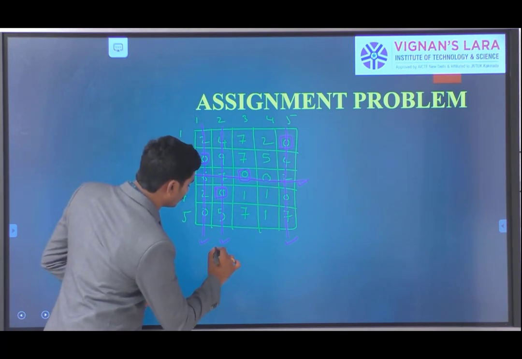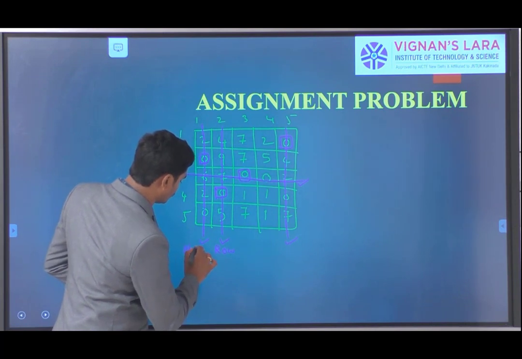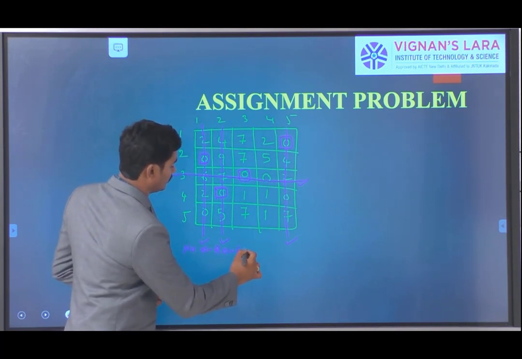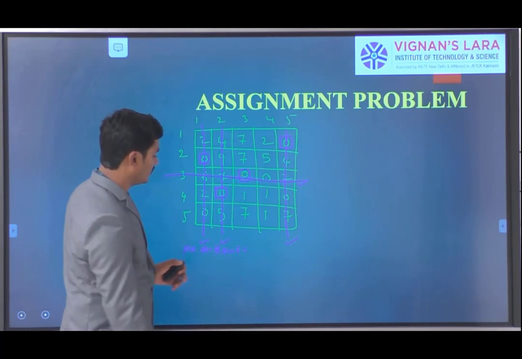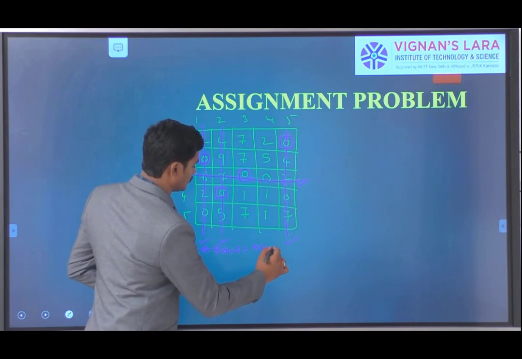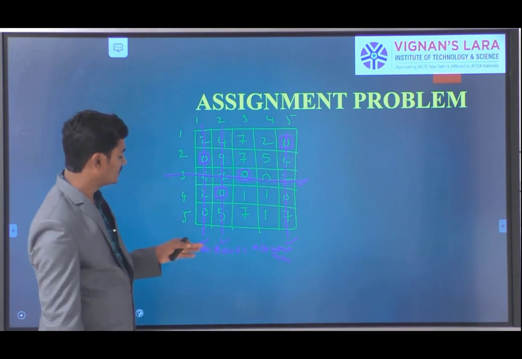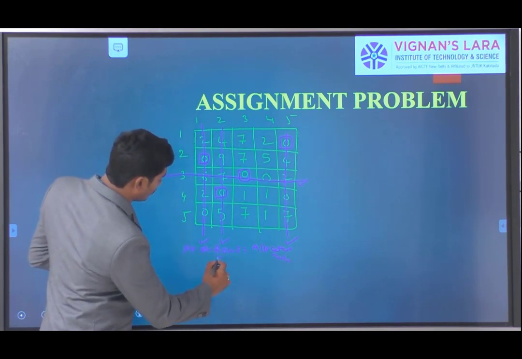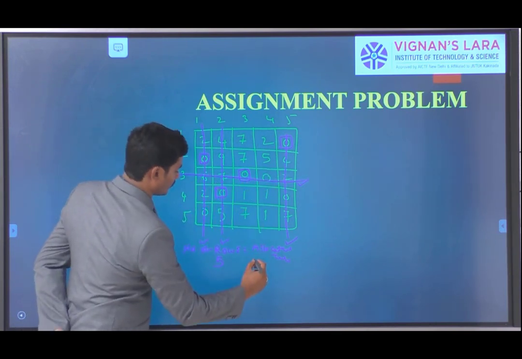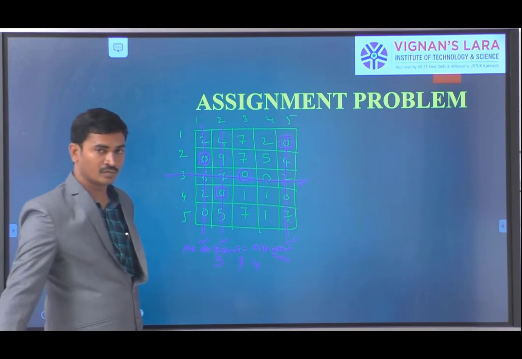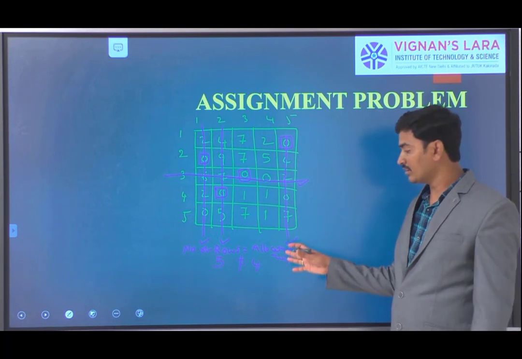Here the rule is that the number of rows is equal to the number of allocations, the allocated zeros. We are going to check this condition. How many rows are there? 5. And how many allocations are made here? 1, 2, 3, 4. But it is not equal to 5. So it is infeasible. It is not feasible. It does not reach the optimal stage.